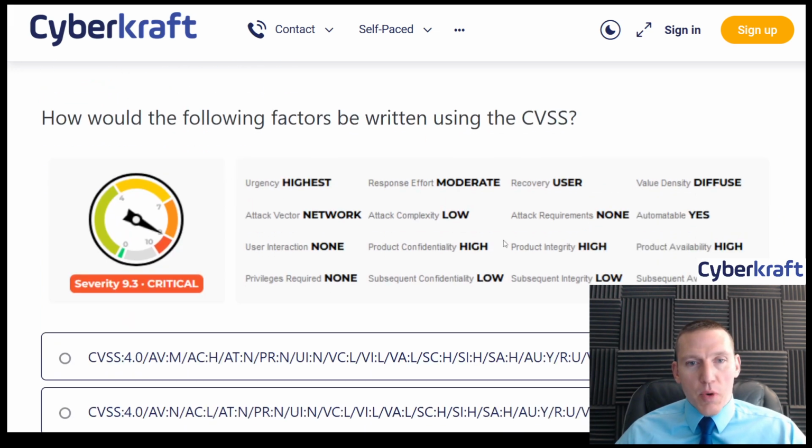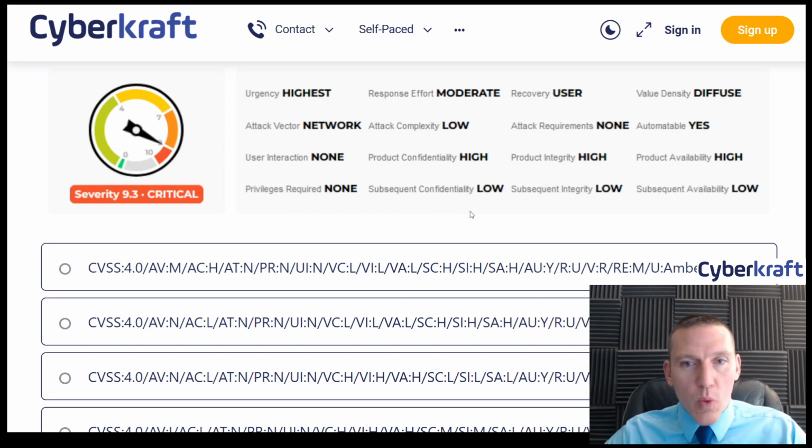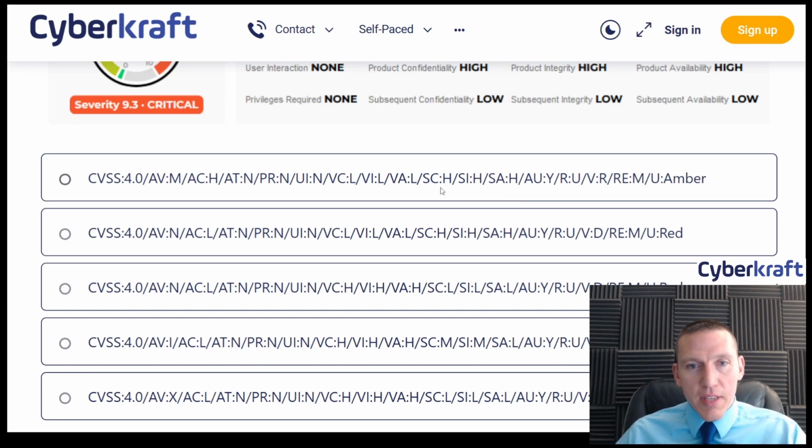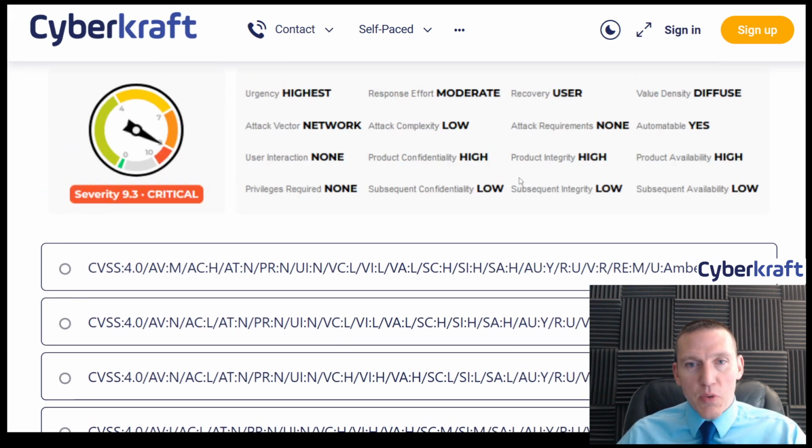I wonder where we get this graphic from, but this is explaining it all out here. So that would be SC, SI, and SA. So this one's definitely wrong, the first one. And what is this, amber? If it's highest urgency, then it's going to be red. There's red, amber, green, and I think X is not defined. If I remember correctly, it's very rare to see that one.